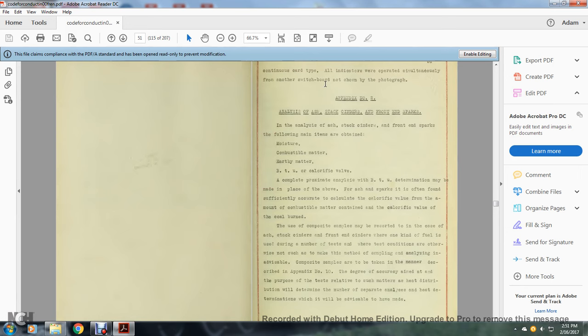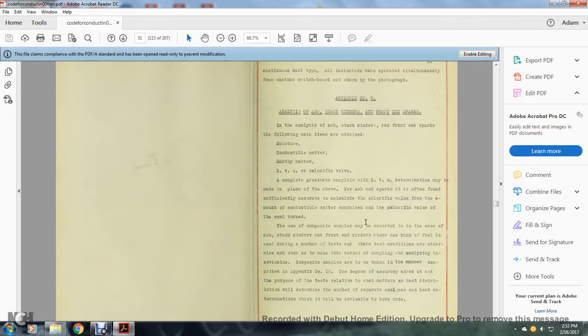Appendix number 2, the analysis of ash, stack cinders in the front end, and sparks. In the analysis of each of the stack cinders of the front end and the sparks, the following main items are obtained: the moisture, combustible matter, earthy matter, and BTU of the calorific value. The completion of the approximate analysis for the BTU determination may be made in place of the above. For the ash and sparks it is often found sufficiently accurate to calculate the calorific value from the amount of the combustible matter contained with the calorific value of the coal burned.